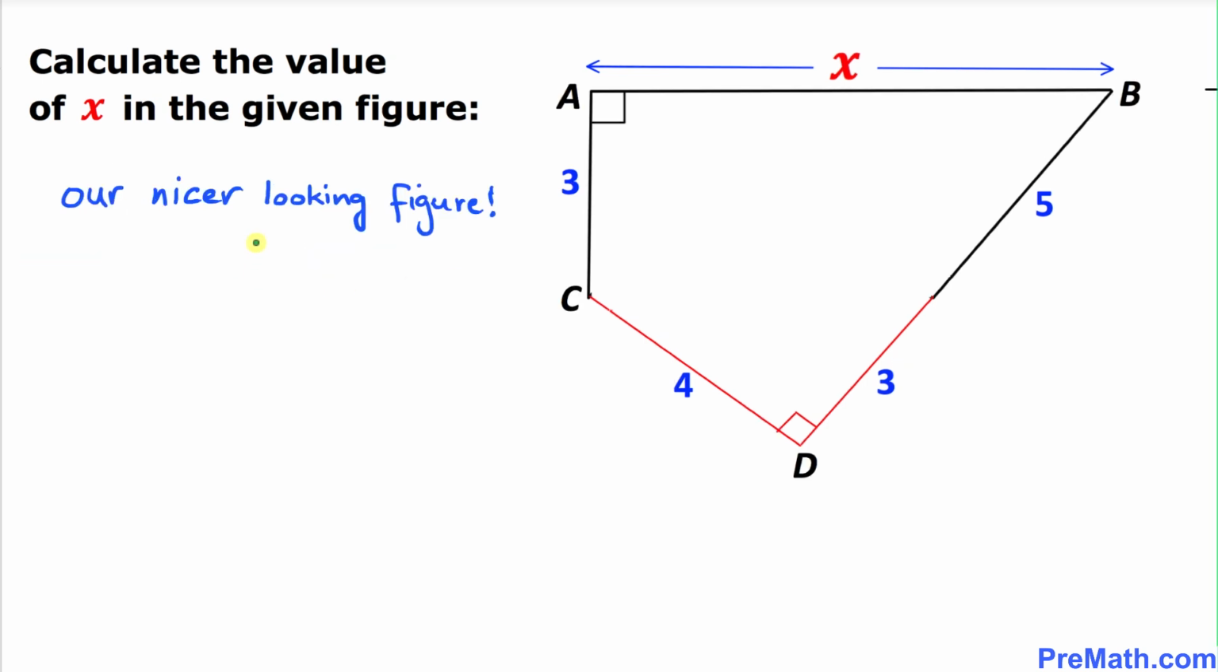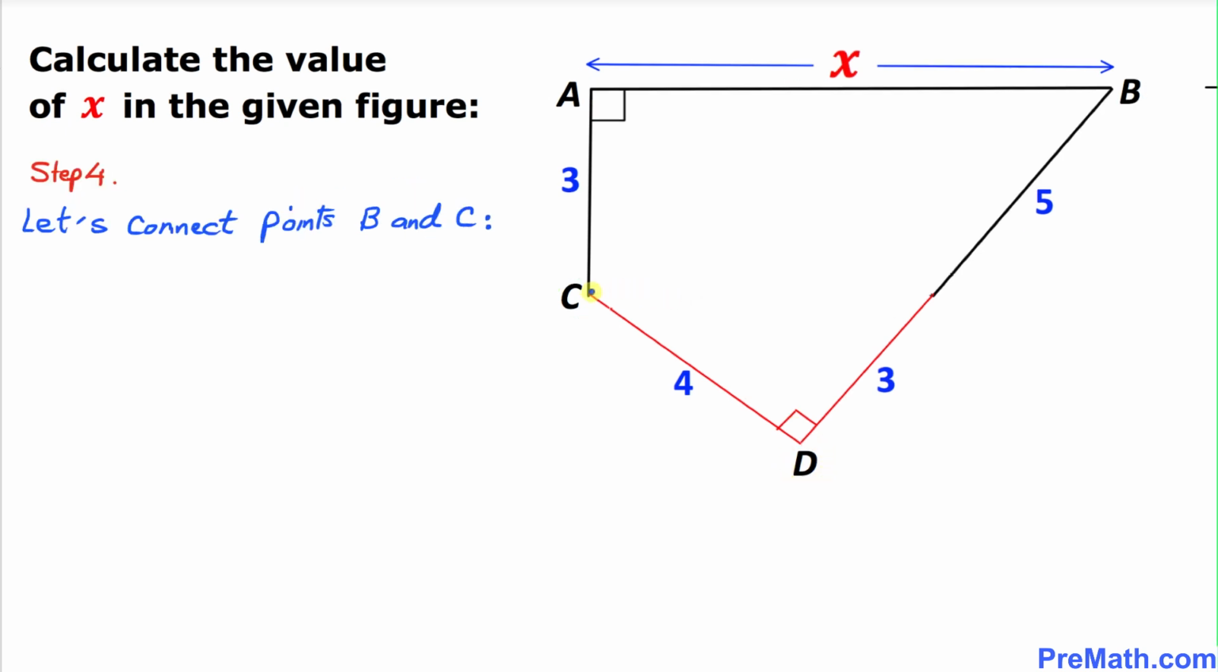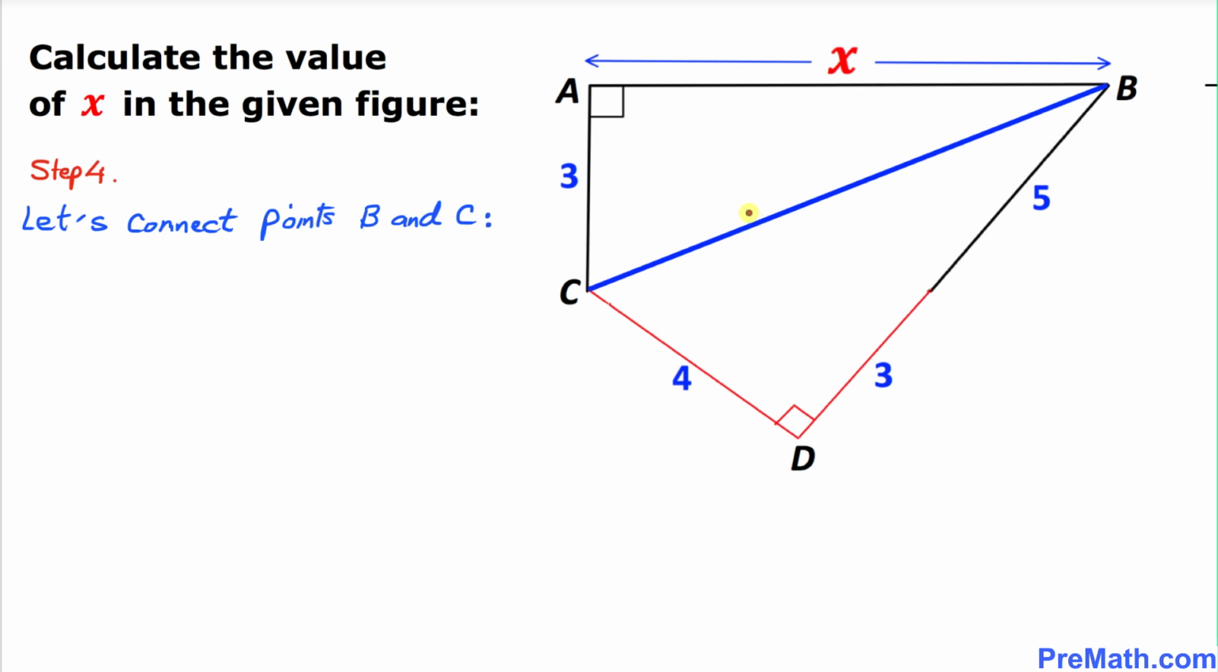And here is our nicer looking figure after performing a few steps. Here is our vertex A, this is our vertex B, this is our vertex C, and this is our vertex D. And here is our next step. We are going to connect points B and C. Let's go ahead and connect points B and C. And here is our nicer looking figure once we have connected these points B and C.